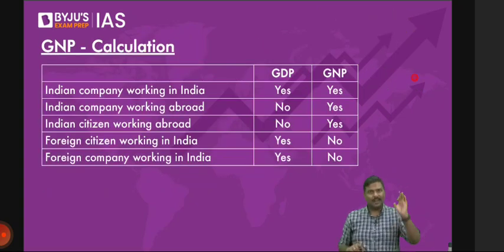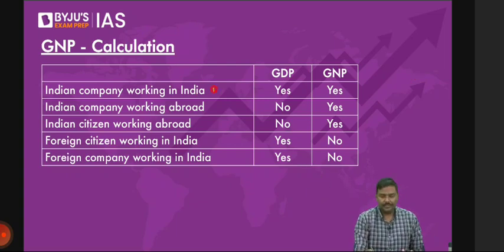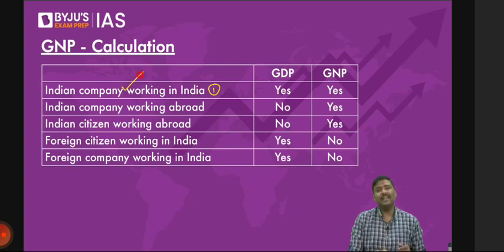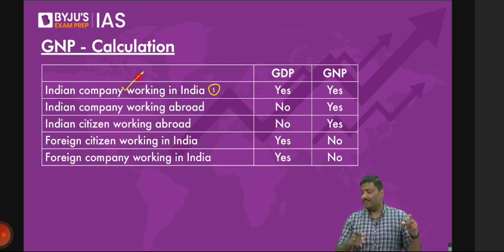Again, I'll repeat it. GDP is produced in India; GNP is produced by nationals. First one, an Indian company is working in India, and let's say they've earned profit. The profits are generated by an Indian company. Should it be counted as a part of GDP? Yes. Should it be counted as a part of GNP? Of course, yes, because it's an Indian company.